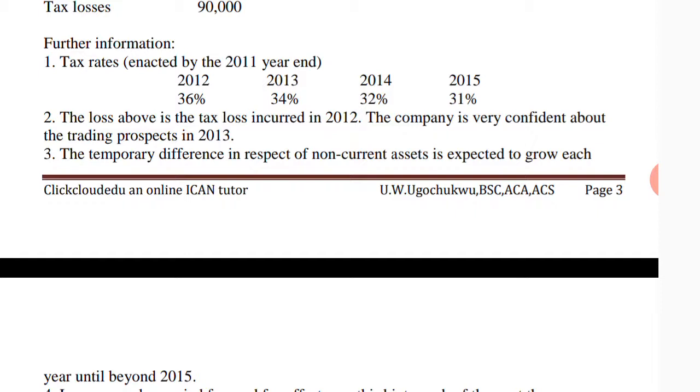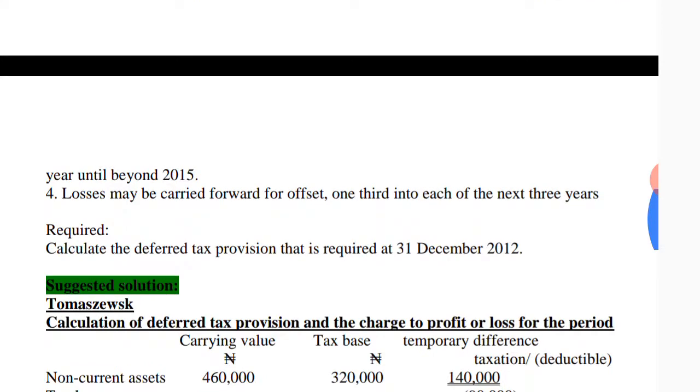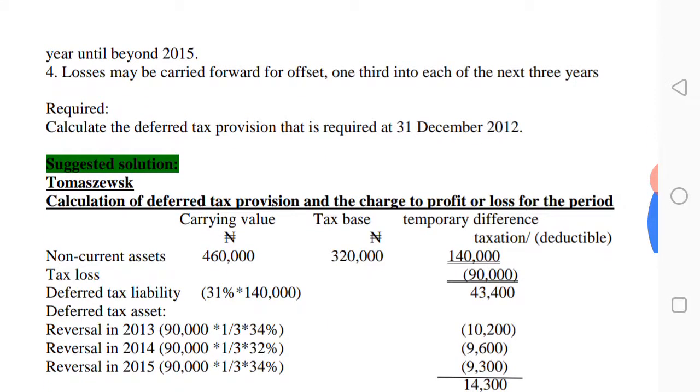And the temporary difference in respect of non-current assets is expected to grow each year until beyond 2015. Losses may be carried forward for offset in one-third into each of the next years. So it will be one-third, not everything. So the non-current assets will warrant a deferred tax liability, a taxable difference, while the tax loss is 70,000, 90,000, which will lead to a deferred tax asset.